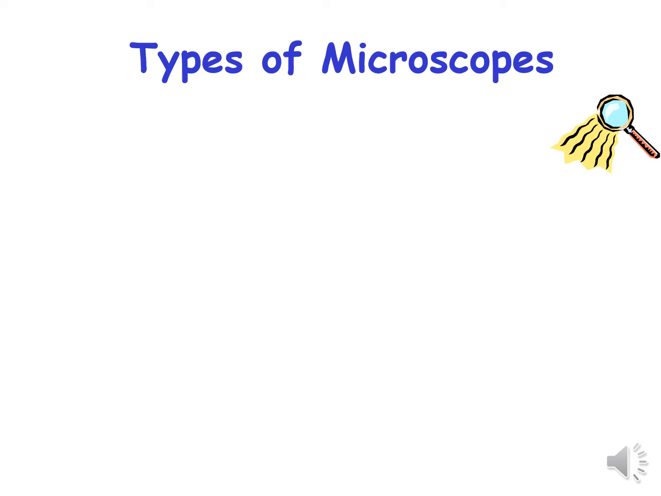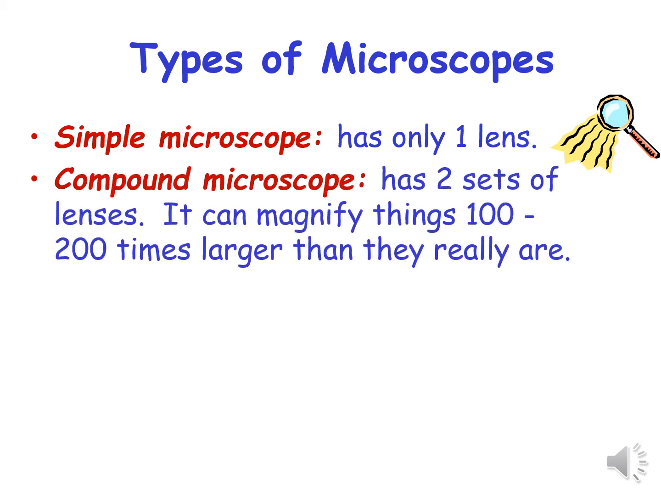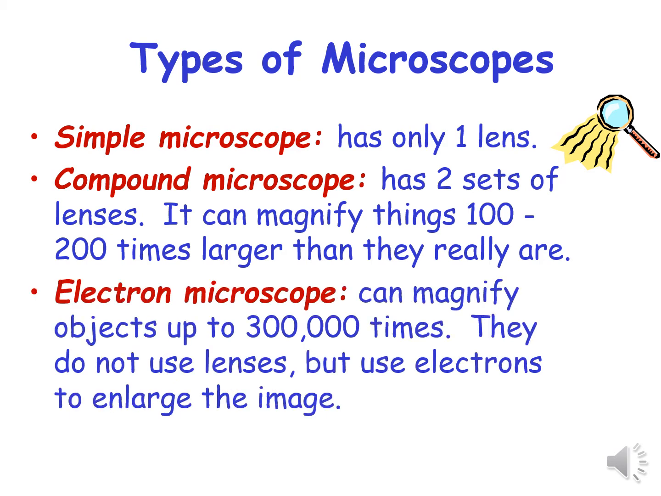There are three types of microscopes. Simple microscope has only one set of lens. Compound microscope has two sets of lenses. It can magnify things 100 to 200 times larger than they really are. Electron microscope can magnify objects up to 300,000 times. They don't use lenses but use electrons to enlarge the image.